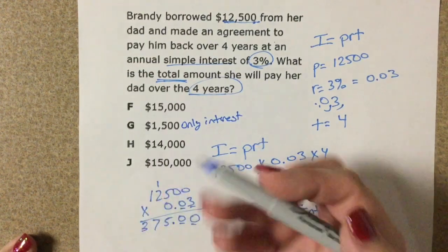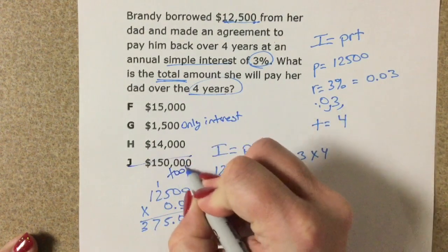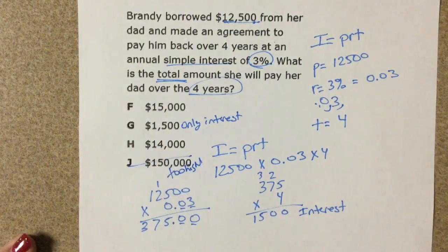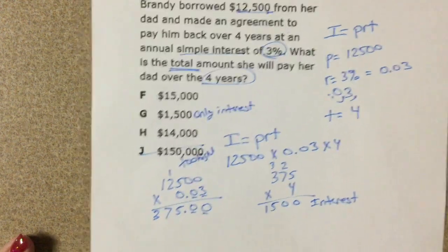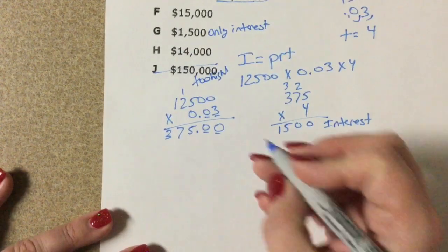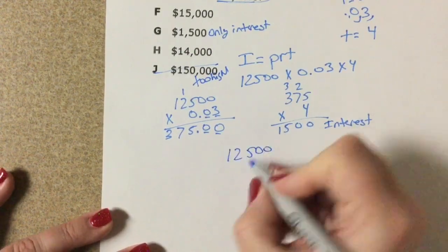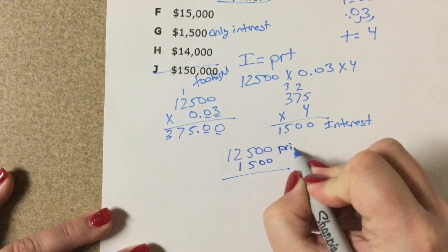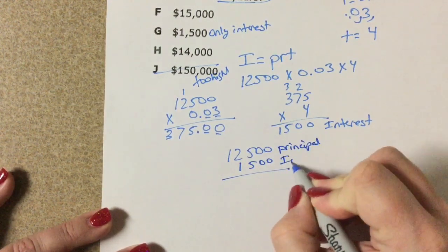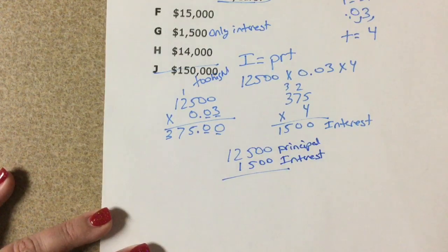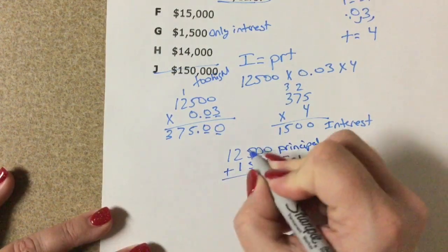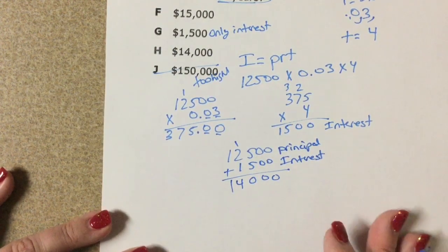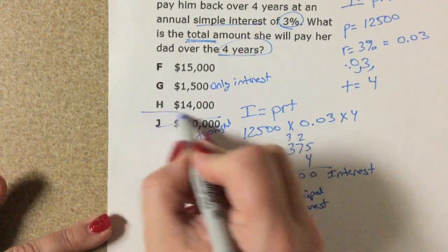$150,000 is way too high, so we can get rid of that one. All right, so 14 or 15,000 is pretty reasonable. So let's see which one of these it turns out to be. So she borrowed the $12,500, and she's going to pay back that extra interest of the $1,500. And when I add this together, it's $14,000. So she's going to pay her dad back $14,000.